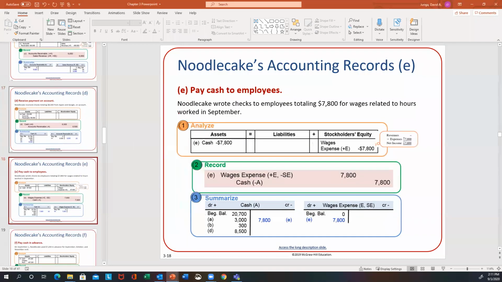Next one, you are paying cash to your employees. So again, notice cash will be decreasing on your assets. And then also that's an expense that's going to be reducing equity. Debit wages expense because you're increasing expenses, credit cash because you're reducing cash. And then of course you can see the posting into your ledger.